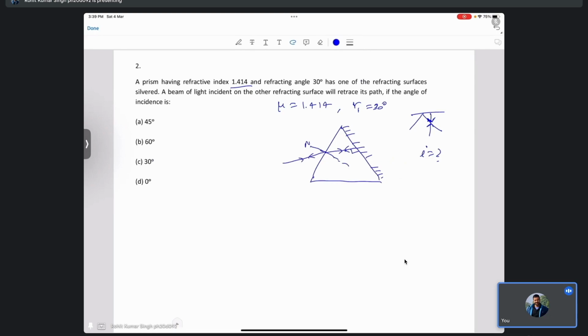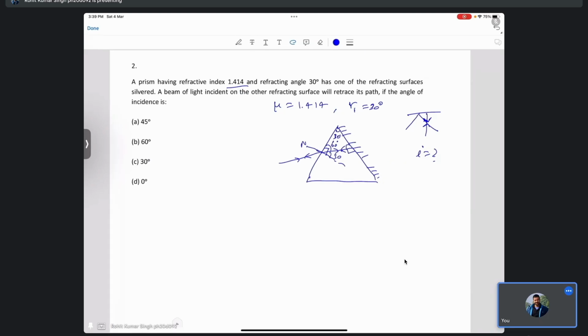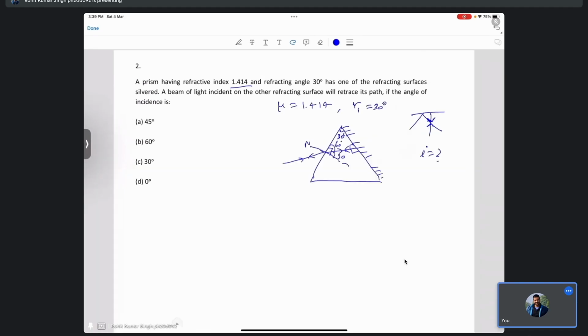Now we have been given this angle, which is 30 degree, and you know that this angle is 90 degree. So this angle will be 60 degree, right? And this is 90 degree, so then this will be 30 degree. Sorry. Just the properties of a triangle.